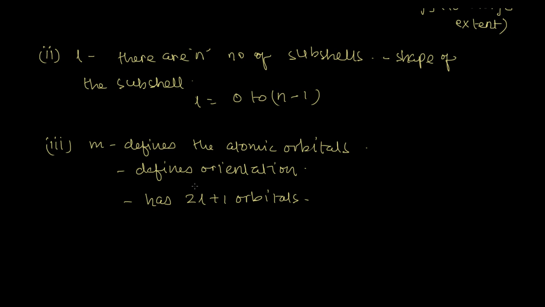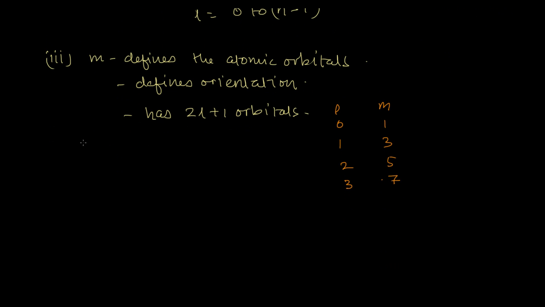Okay, so for l is equal to 0, there will be how many? 1. l is equal to 1, how many? 3. l is equal to 2, how many? 5. l is equal to 3, how many? 7. Right? Get that? The sum of these gives you the total number of orbitals, and multiplied by 2 it gives you the total number of electrons. Right? And then there is a spin to account for.